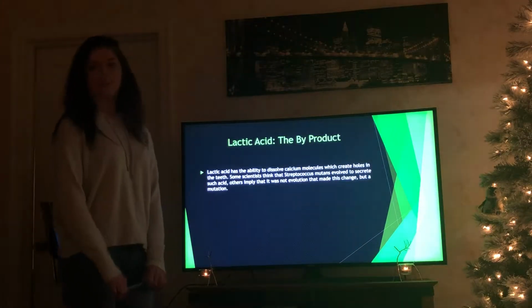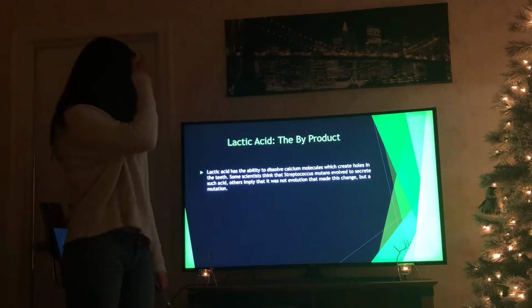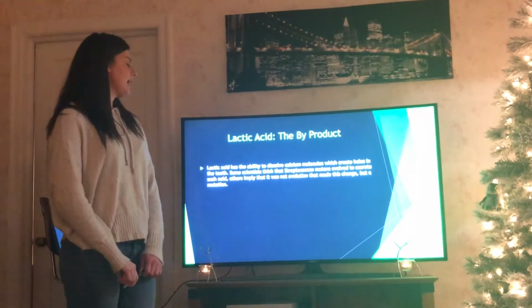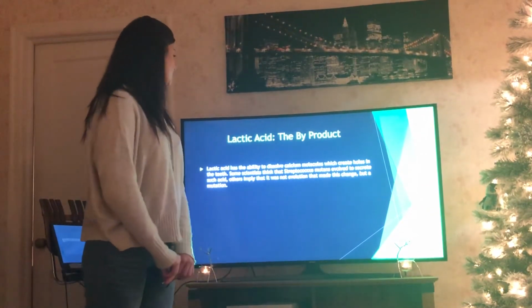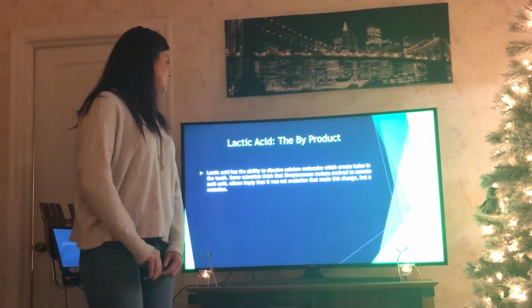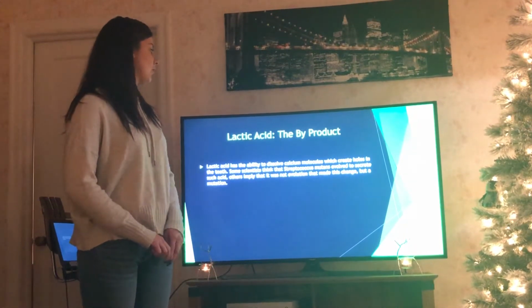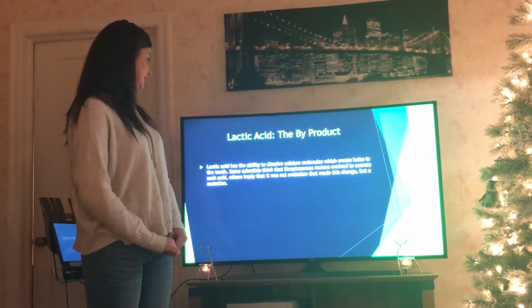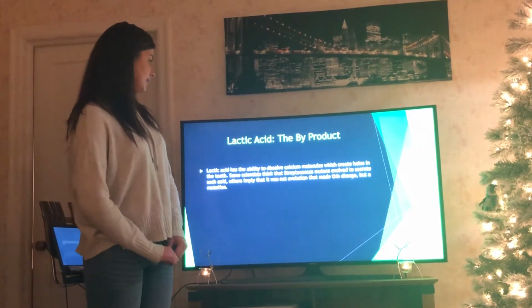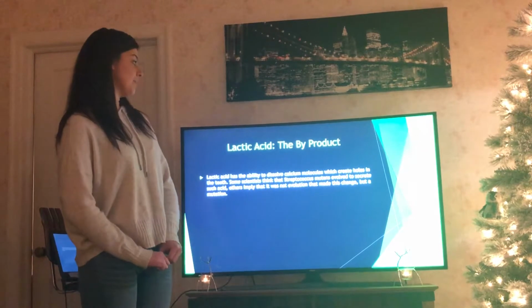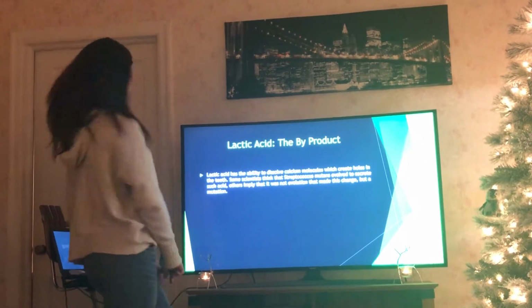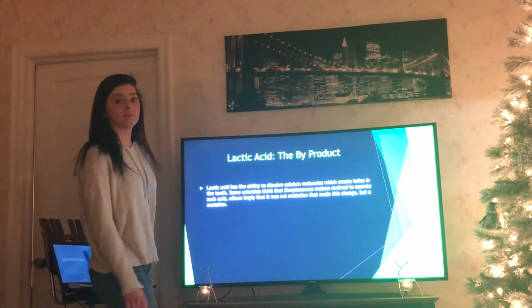Lactic acid, the byproduct. Lactic acid has the ability to dissolve calcium molecules, which create holes in the teeth. Some scientists think that Streptococcus mutans evolved to secrete such acid. Others imply that it was not evolution that made this change, but a mutation. Hence, Streptococcus mutans.